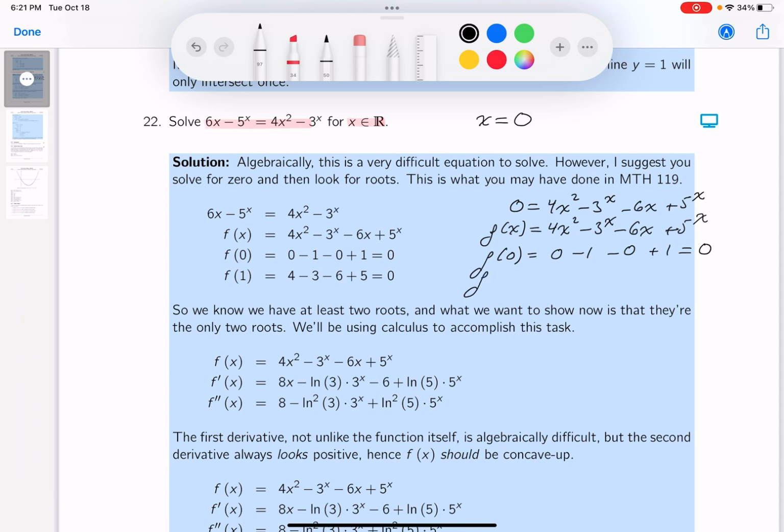Let's look for another one, and that's going to be 4 minus 3 minus 6 plus 5. And let's see what happens there. 4 minus 3 is 1, 1 minus 6 is minus 5, and minus 5 plus 5 is, of course, 0. So I found another root, and that's x equals 1 now. Now, granted, you could search around for more, but you remember when you were in 119, you found some, and then you used those to see if there were others.